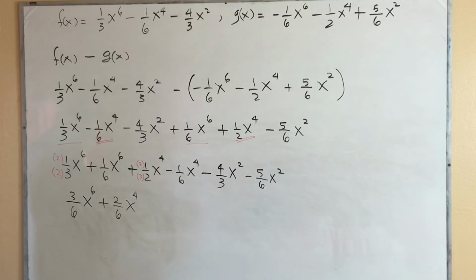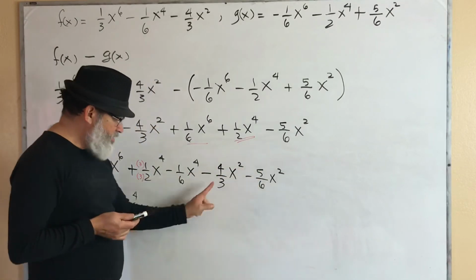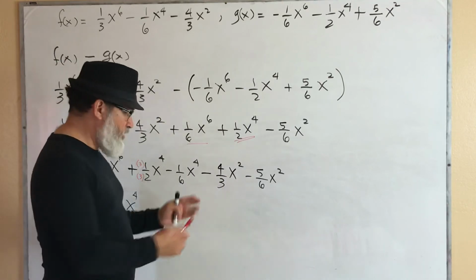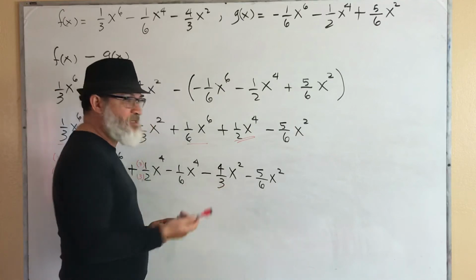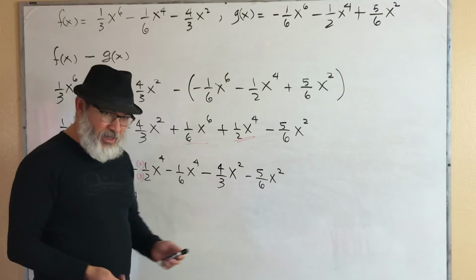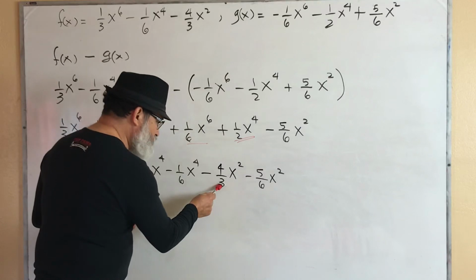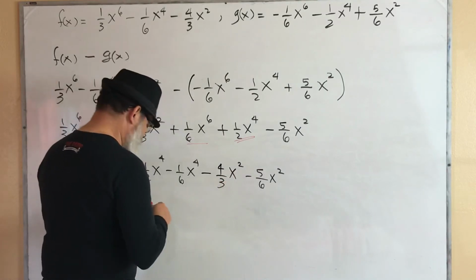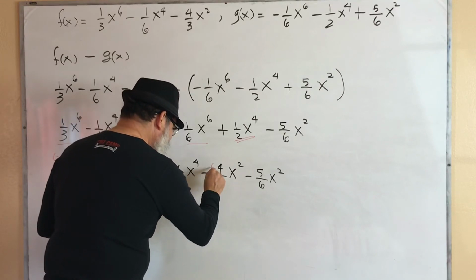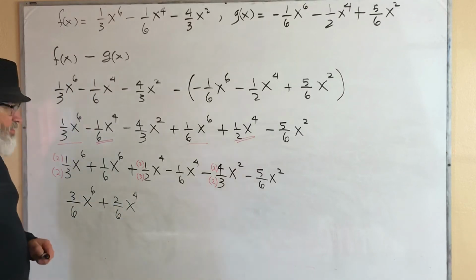Hey, let's combine those two. Wait a minute. This one needs to become a 6 because that's a 6. If you're gonna add those two, they need to have the same denominator. But you need to do it legally. And the legal thing to do is to multiply this by 2 so that it becomes a 6. So multiply this by 2 and this by 2. I hope you can see that.